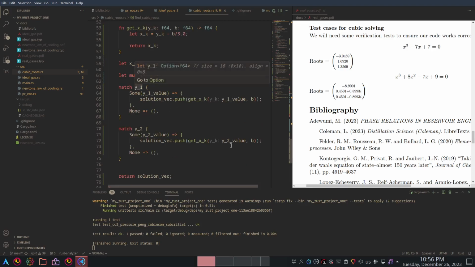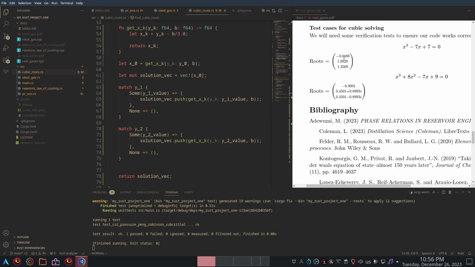If y1 happens to be real, then yes, we push it to the solution vector. If it's not real, then you do nothing. Same thing for y2. So if we have the two equal roots, we will have three of these values in the solution vector. Okay, so this is the simpler way to do it. Of course, we can actually return option enums in the solution vector. That's another way of doing it, but let's not overcomplicate things now.